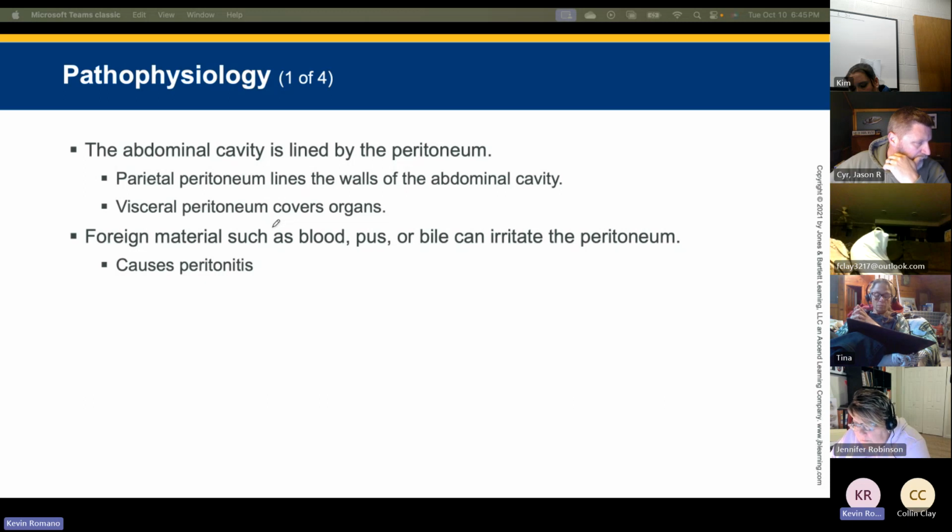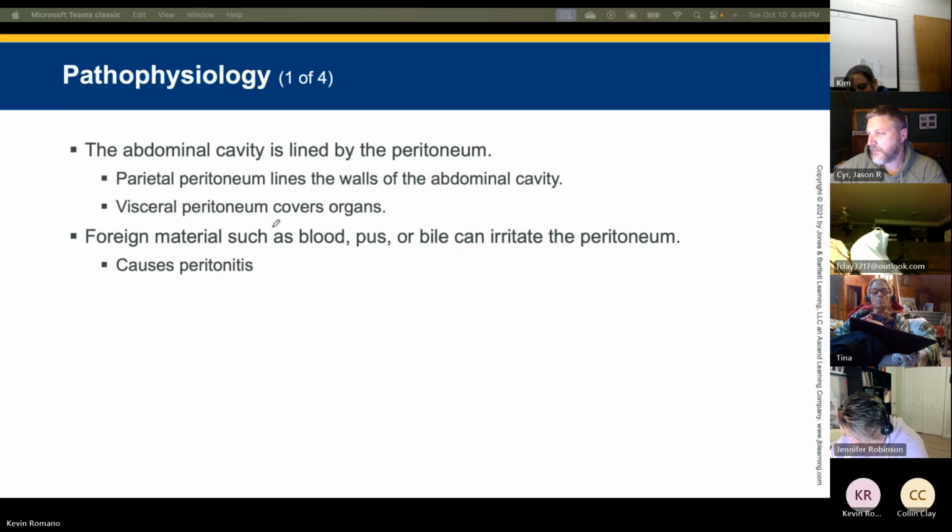So foreign materials such as blood, pus, or bile can irritate the peritoneum, causing peritonitis, right? Itis meaning inflammation. Okay, so we want to make sure everything stays there. The presence of those different fluids causes that pain, that peritonitis, that inflammation. These patients are going to need antibiotics to get this to be relieved. I'm not going to get into the details of antibiotics. They're going to need to go to the hospital for antibiotic therapy.